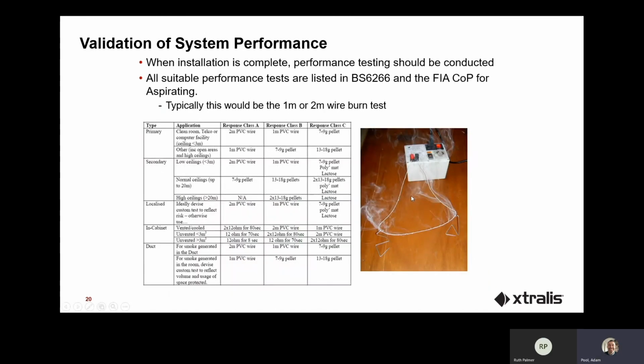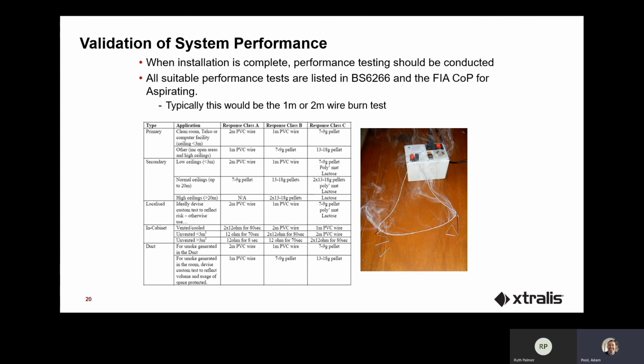It's also important to look at the validation of the system performance on site. So when a system's complete, performance testing should be conducted. It's not critical. If a system is installed exactly to standards, then you don't have to do a performance-based test, but it's always well worth doing. And it's one thing that's very different about aspirating compared to a conventional detector. When a conventional detector is tested, all that happens is the service engineer puts a smoke cup over it and injects an aerosol smoke into it to prove the system works.